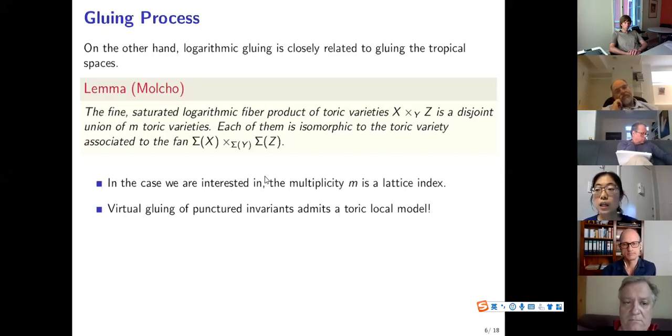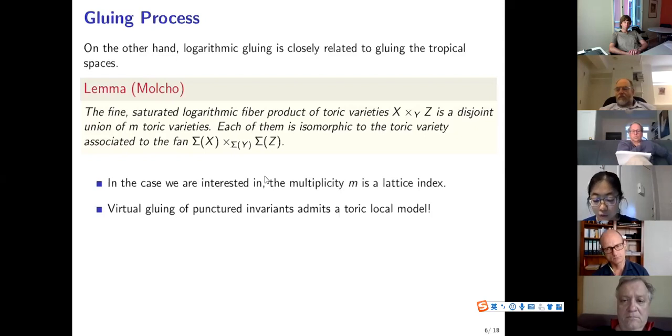And especially in the case that we're interested in, this multiplicity M is a lattice index, because I will mention later that the space we're interested in has the idealized log smooth morphism. Okay. And the cool thing is that the virtual gluing of the punctured invariants admits a toric model. And as already mentioned in Dan's talk, the virtual gluing happens on the space which is related to the Artin fan of X, and this Artin fan is the static version.